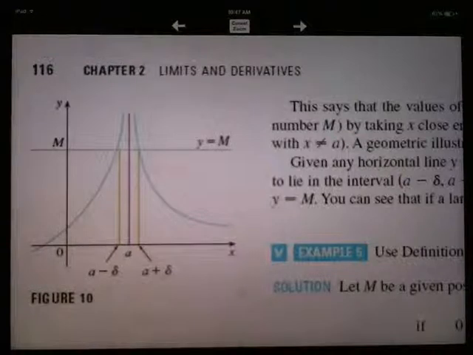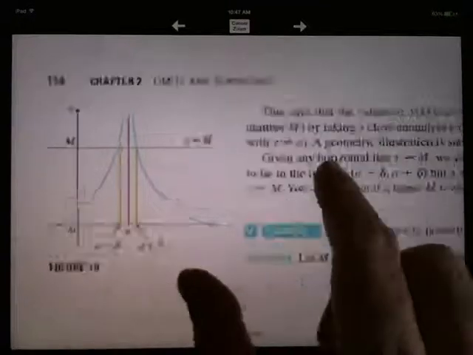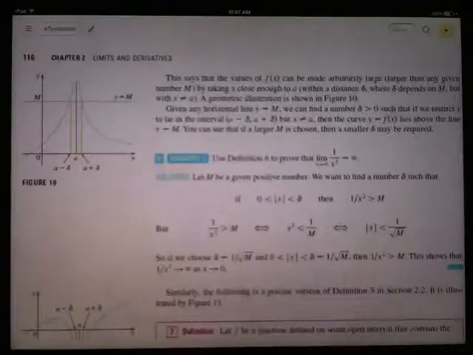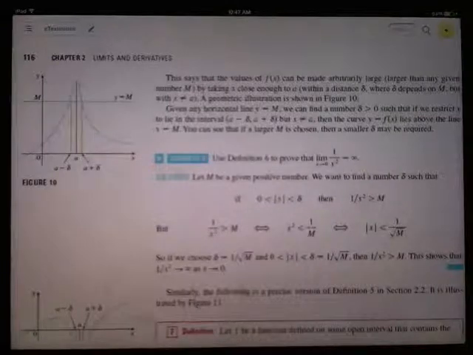Again, to say the limit of it is infinity is a specific way of saying the limit doesn't exist. But still, we can use these deltas and M's to get that idea quantified a little better.